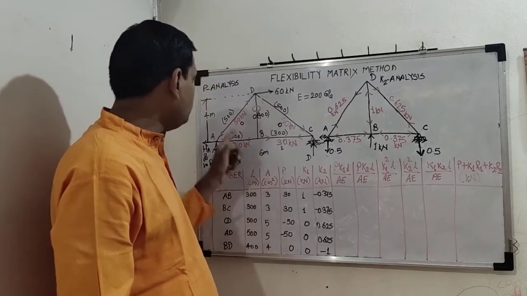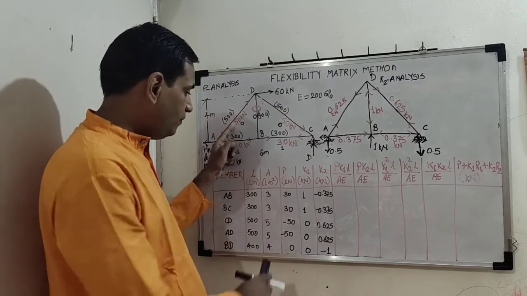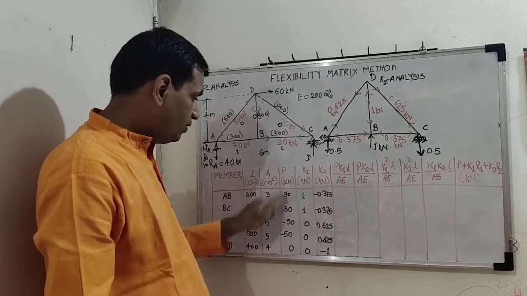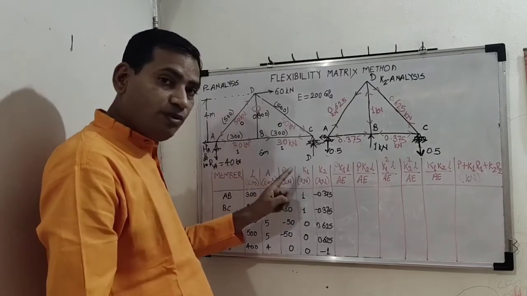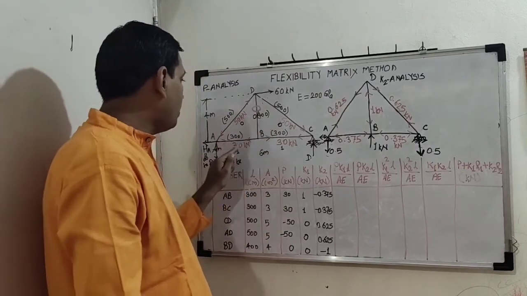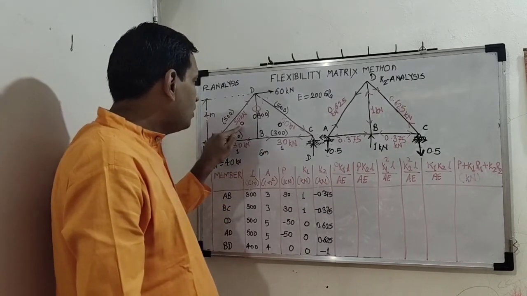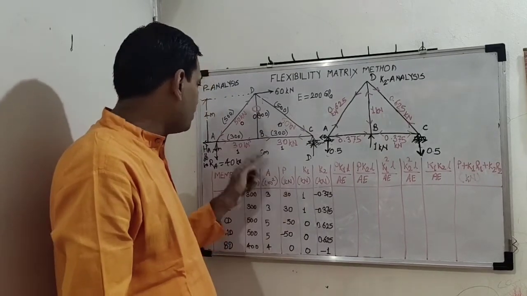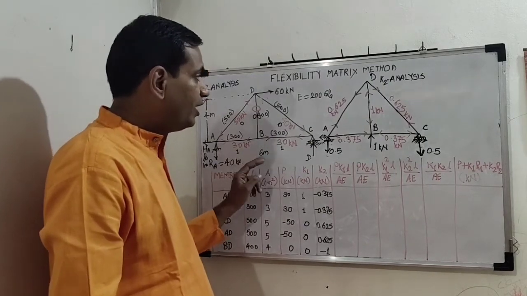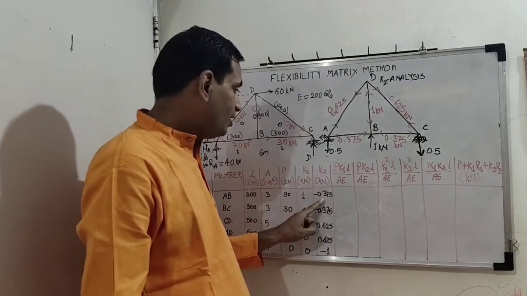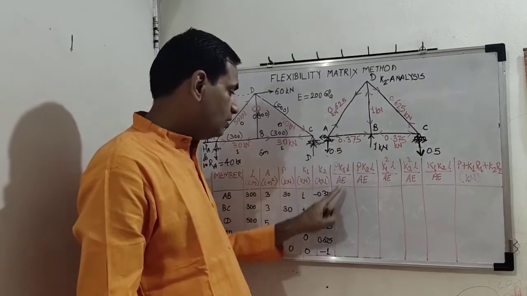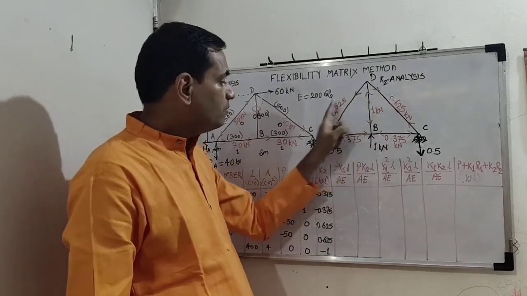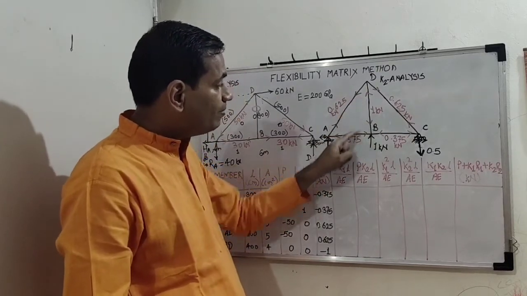Then P forces, as you can see here: minus 50 here, plus 30, then 0. K1 forces are below the red values, if you can see. 0, 0, 0 for the last 3 members. First 2 members, 1 kilonewton tensile each. Then K2 analysis: minus 0.375 compressive, minus 0.375 compressive, 0.625 both are plus because they are tensile, and then minus 1 because it is compressive.